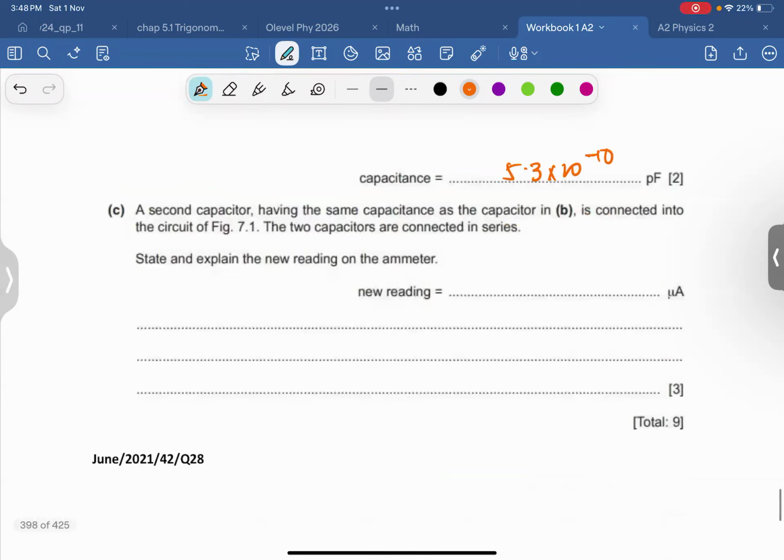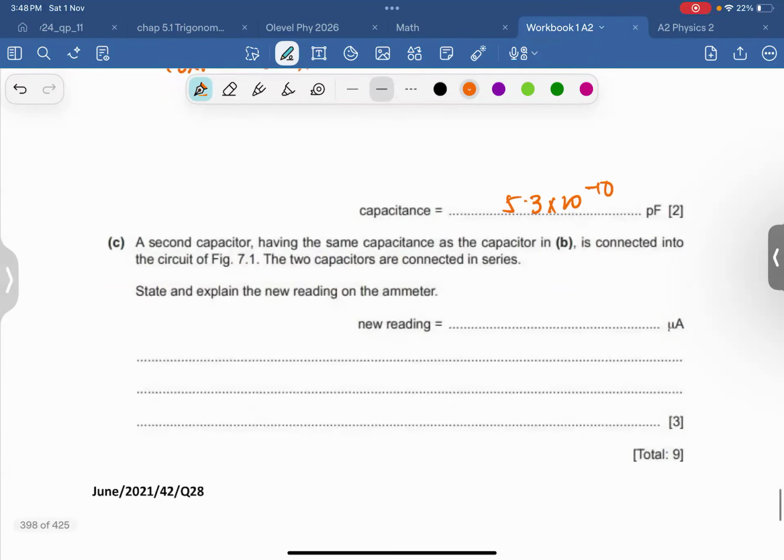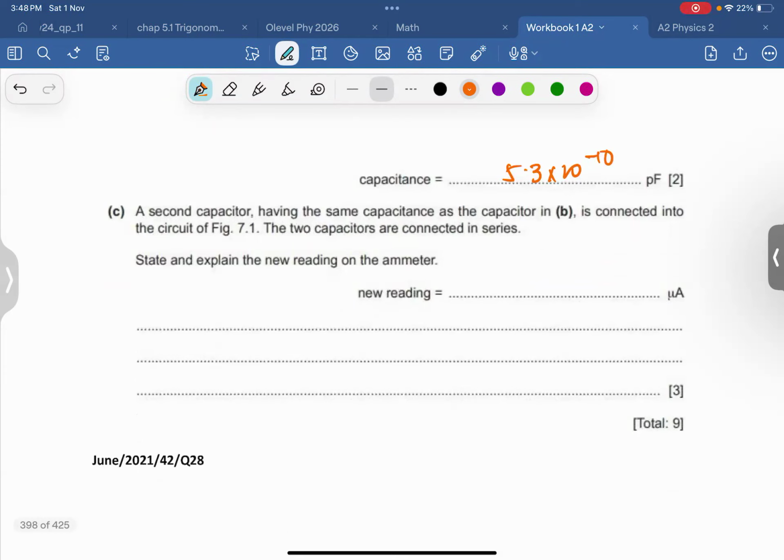Okay, now a second capacitor, the same as the first, is connected into the circuit. The two capacitors are connected in series. So you know that adding capacitors in series will reduce the overall capacitance, because in series the capacitance is smaller than the individual capacitor. And in parallel, it's vice versa, right? So we can say that the new reading would be half of the original value. If this one is 5.3, then the other one would be less. Exactly, you can divide that by 2 to get the value.